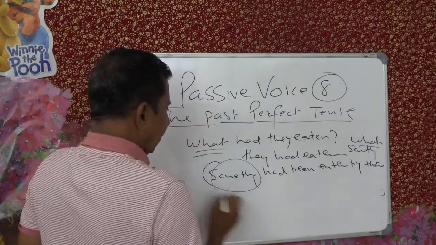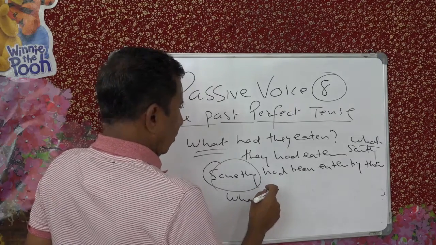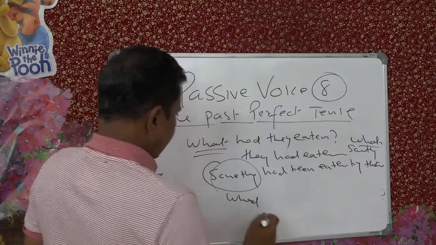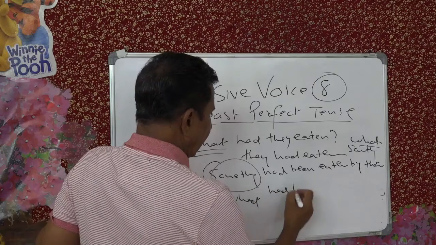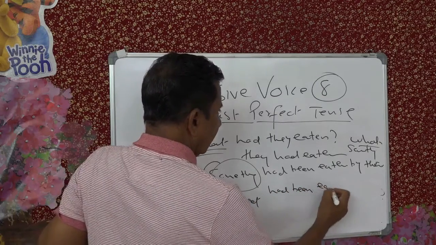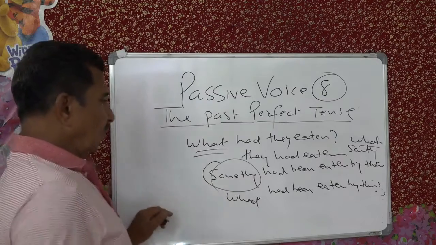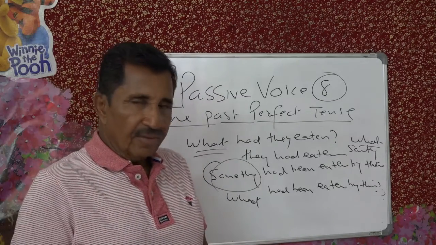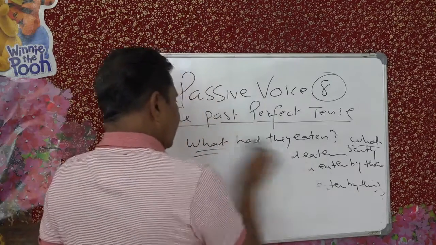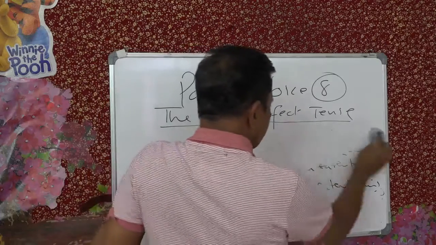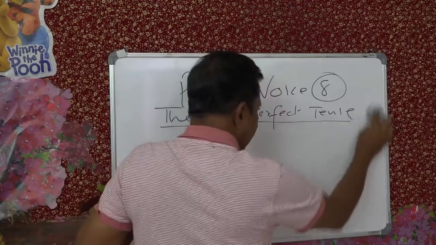So instead of this: what had been eaten by them? So, what had they eaten? What had been eaten by them? That's all. Simple passive. Something had been eaten by them. So, what had been eaten by them? Okay? Any more examples do you want? Because it is the same thing in every tense.